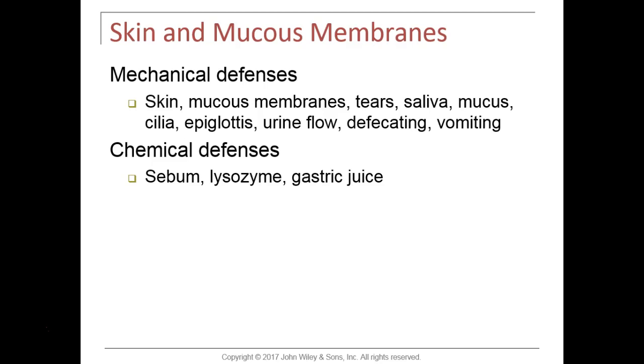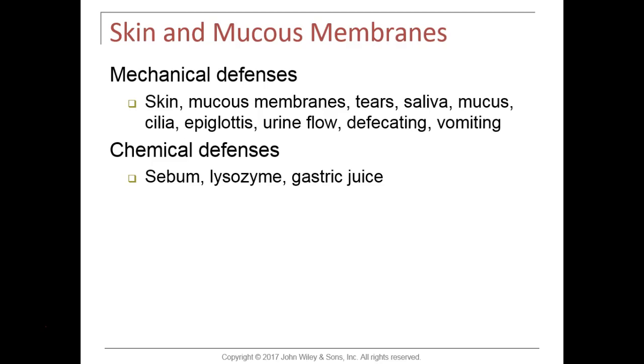So our physical barriers that I was referring to before are also lumped into what we call mechanical defenses. That includes your skin and your mucous membranes. So our fluids in our body, like tears, saliva, mucus, cells that have cilia on them, your epiglottis protecting the opening of your trachea, and the flow of urine through the urinary system helps dislodge bacteria and other pathogens, and it'll flow out of the body. Going to the bathroom, defecating, gets rid of pathogens, and even vomiting. When we get sick, we vomit. That's our body's reflex to help get rid of pathogens that might be trying to infect our body.